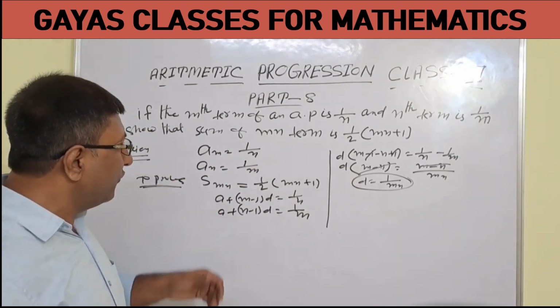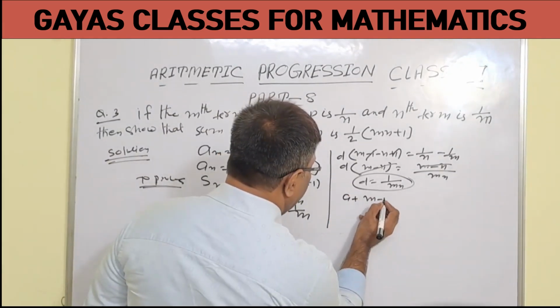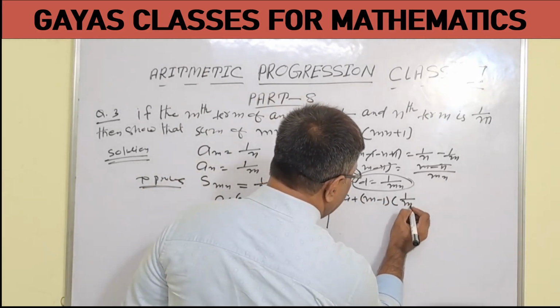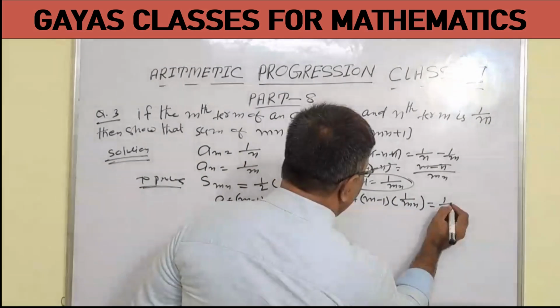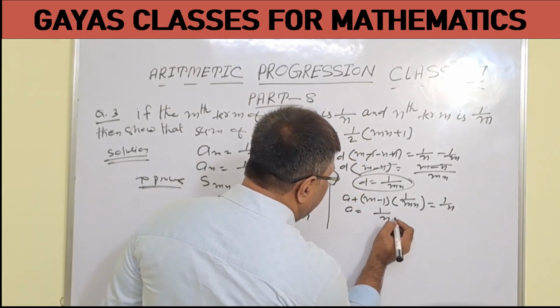So we are putting it in the first equation. So here is a plus m minus 1, and d is 1 by mn. And this equals 1 by n. Right? So a equals what? 1 by n minus.